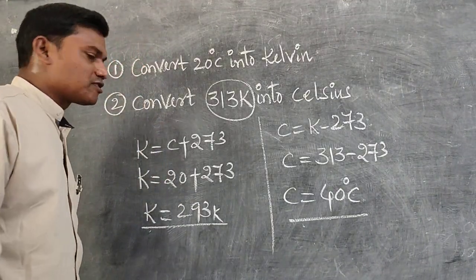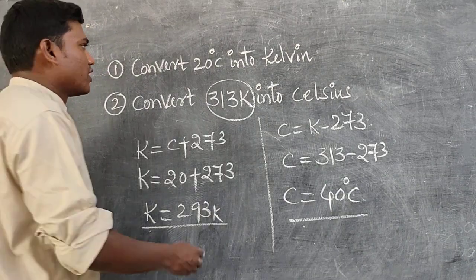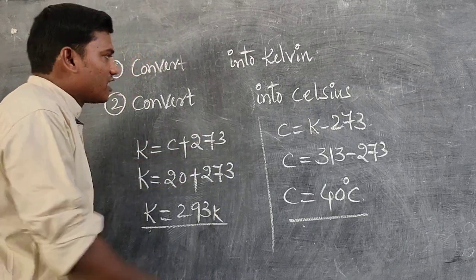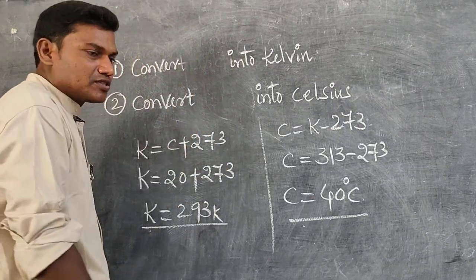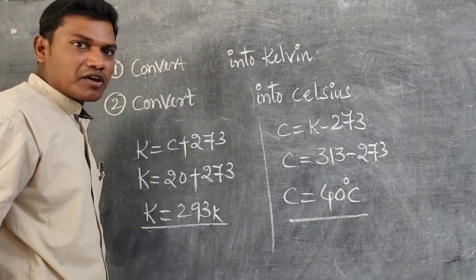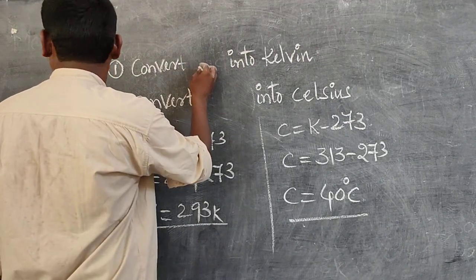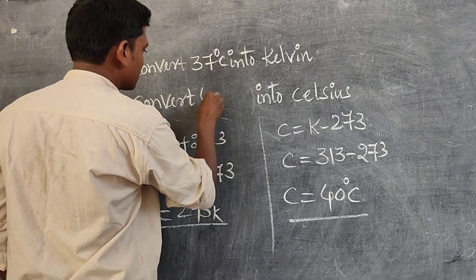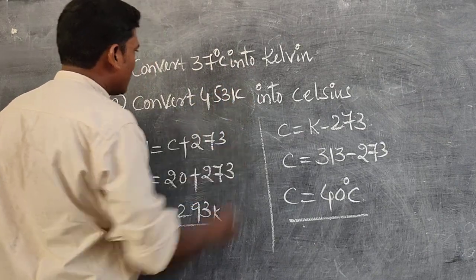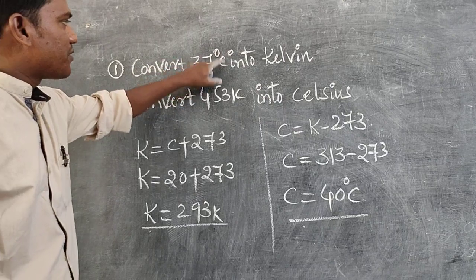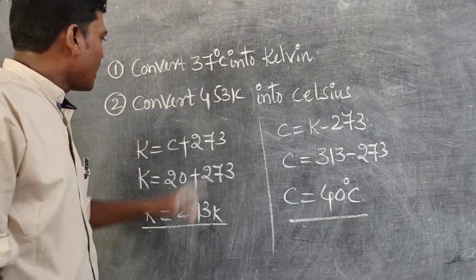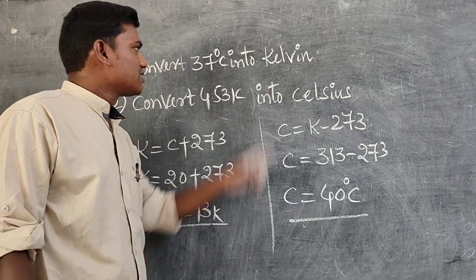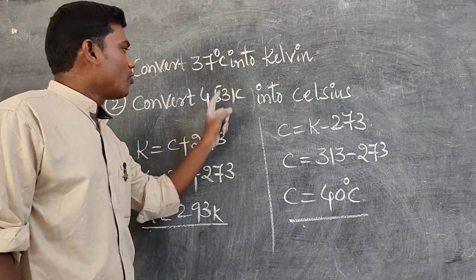Now I am giving you a small homework. Instead of 20 and 313, I will write other values, so that you can solve them in your learning notebook. Convert 37 degrees Celsius into Kelvin, and convert 453 Kelvin into Celsius. These two are the homework for you.